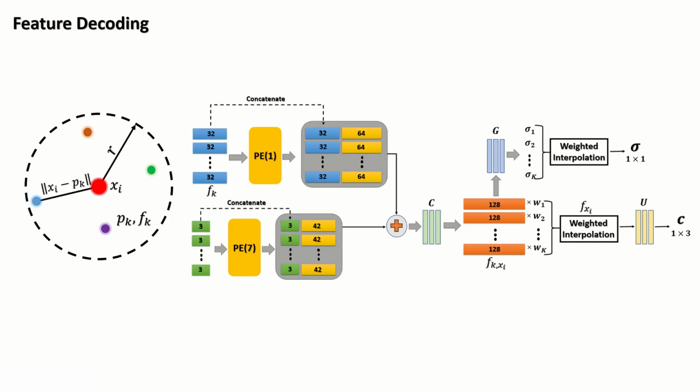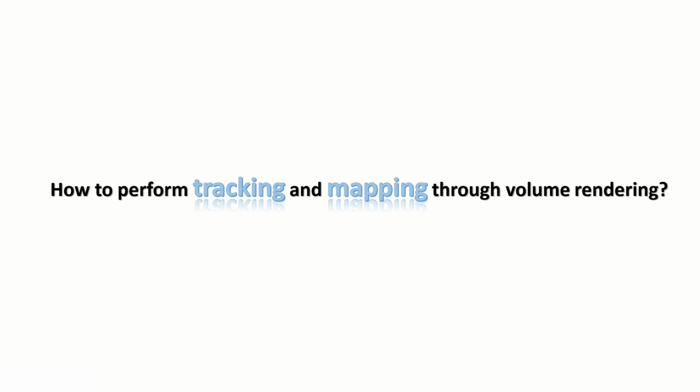During the decoding process, we utilize positional encoding to encode the original neighbor features and relative pose information. Subsequently, under the action of 3 MLPs, C, G, and U, meaningful density and radiance can be obtained. Depth map and color map can be rendered by calculating depth and radiance expectations along rays.